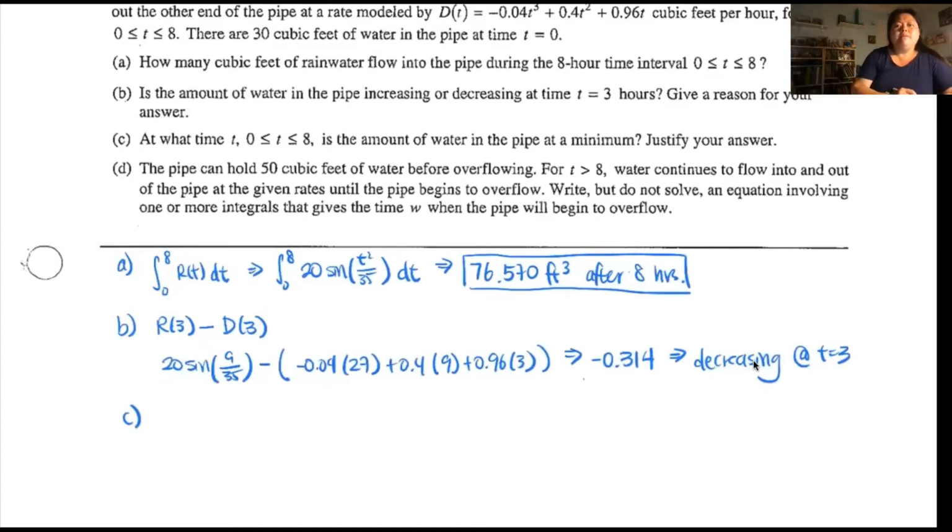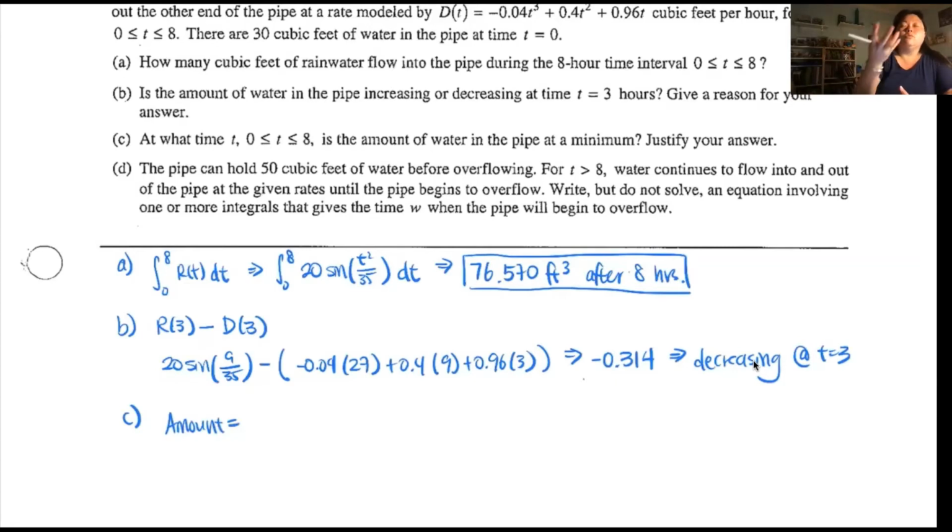Justify your answer. So first of all, let's figure out how do we find the amount of water in the pipe, right? So the amount of water in the pipe is equal to the total of the water flowing in minus the total of the water flowing out, right?